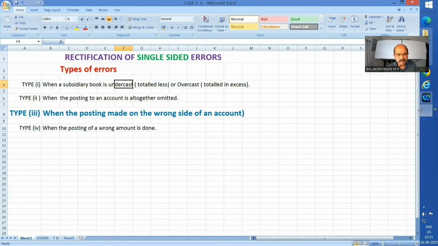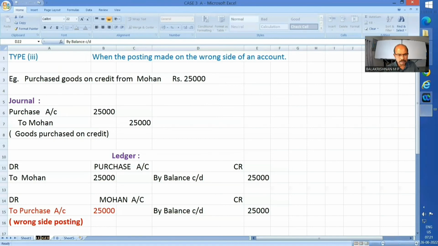Rectification of single-sided errors, type 3: when the posting is made on the wrong side of an account. For this purpose, let me recall the very transaction we have already taken up, that is, purchased goods on credit from Mohan, rupees 25,000. I explained the journal entry will be purchase account debited to Mohan 25,000. And if it is posted properly in the ledger, the purchase account has to be debited 25,000, and Mohan account has to be credited by purchase 25,000. Instead, the accountant has shown it on the wrong side.